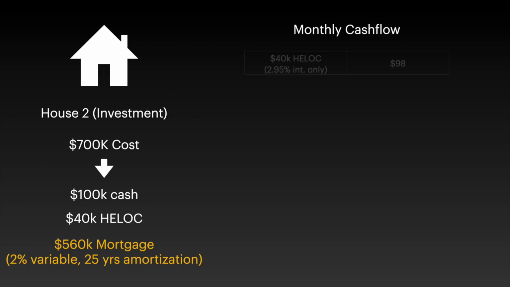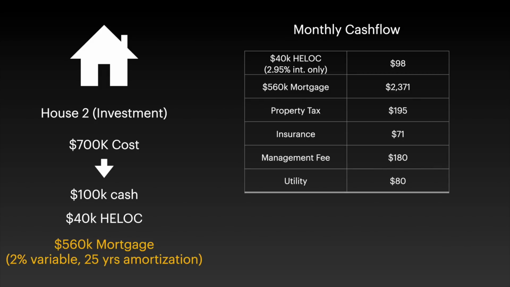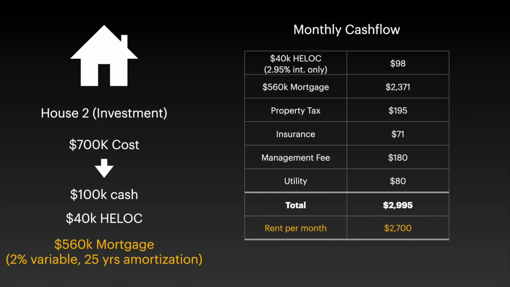For their 40k HELOC at 2.95%, paying just interest, they would pay $98 per month. For the mortgage, they would have to pay $2,300-ish per month. There's property tax, insurance, property management fee because they will be hiring someone, utility. So the total cost they estimated will be about $2,995. And because the rent they're expecting is $2,700, their net cash flow will be negative $295 per month.